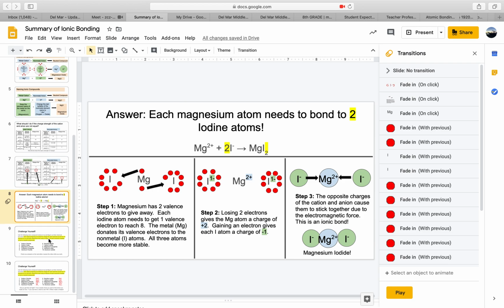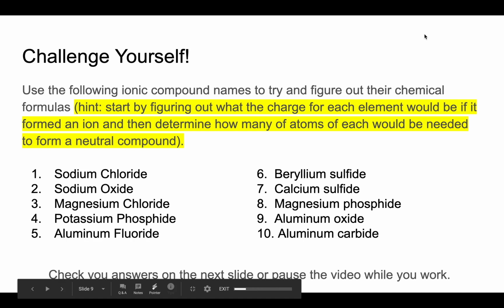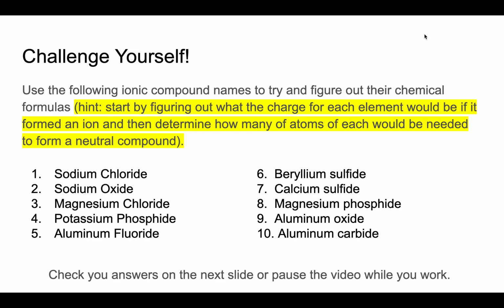Okay. So what I would like for you all to do at this point is see if you can work backwards using this idea of having to use different numbers of each ion to reach a neutral compound. So what I've done is I've provided you here a bunch of names of ionic compounds. And I want you to figure out how many of each atom is going to be needed to create a neutral compound. So for example, I've given you sodium chloride.